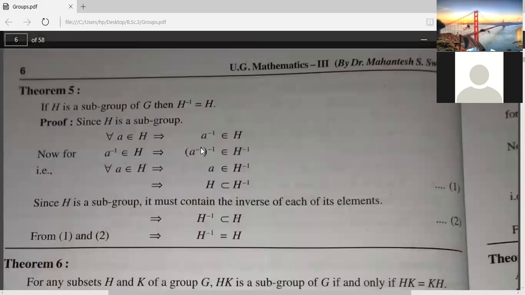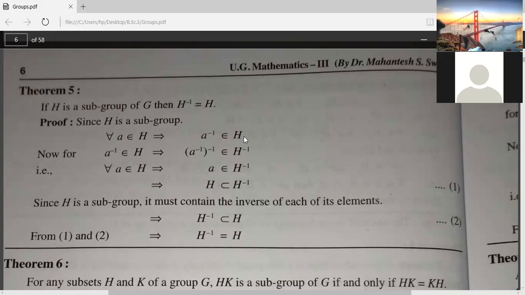Now the next one: if H is a subgroup of G, then H inverse is equal to H. That you have to prove here. H is a subgroup of G, then you have to prove H inverse is equal to H. Since H is a subgroup, for A belongs to H, A inverse also belongs to H. Why is that? H is a subgroup means it is a group itself, and it is a subset of G and the binary operation is the same. And here you see A belongs to H means the inverse also exists because H itself is a group. Therefore, you can say A inverse belongs to H.